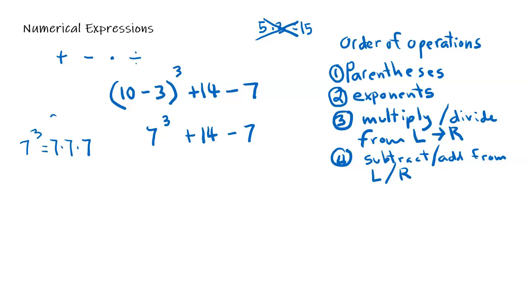Okay, so let's do this. Let's multiply 7 and 7. So 7 times 7 is 49. And then we have this times 7 right here. That just gets carried down there. So now the question is, what's 7 times 49?